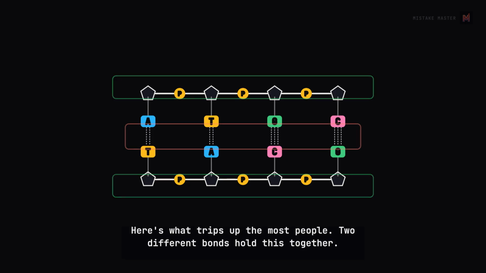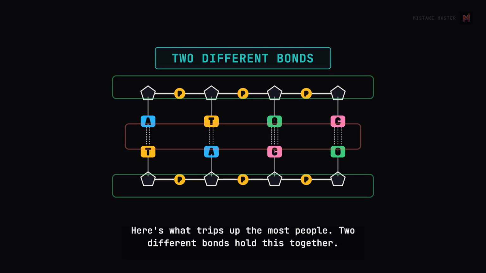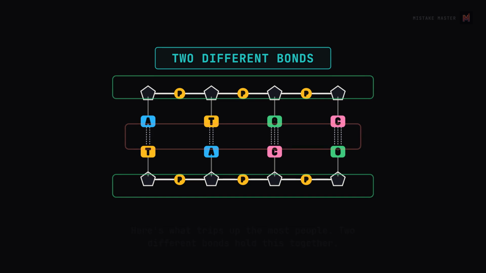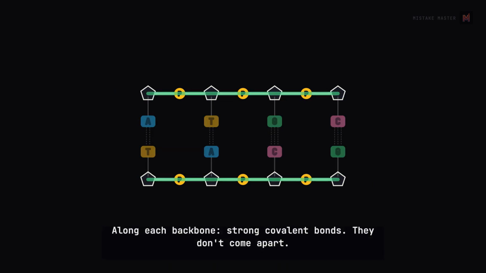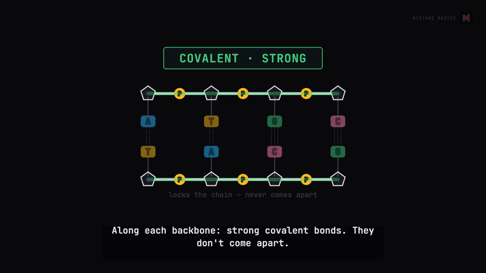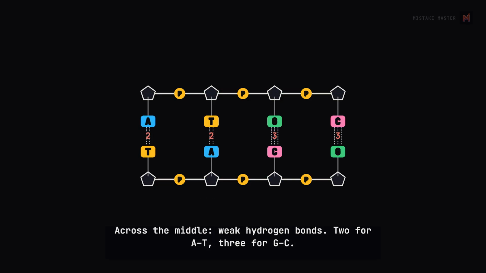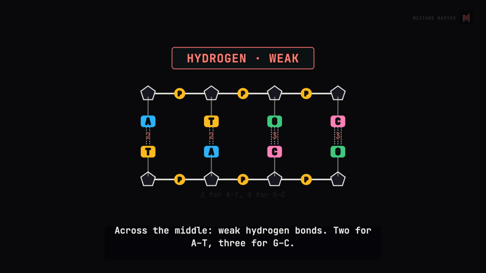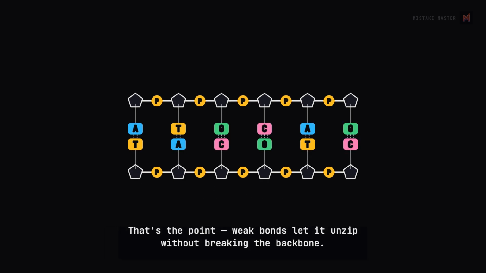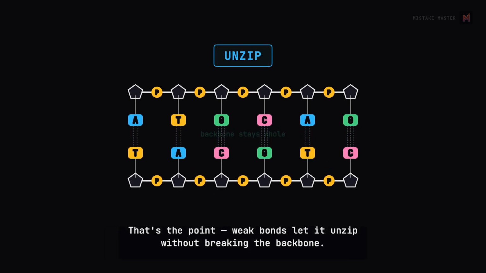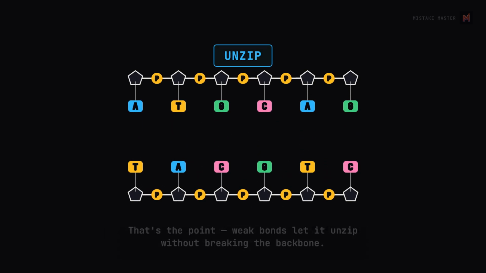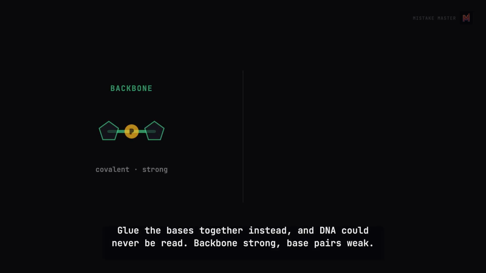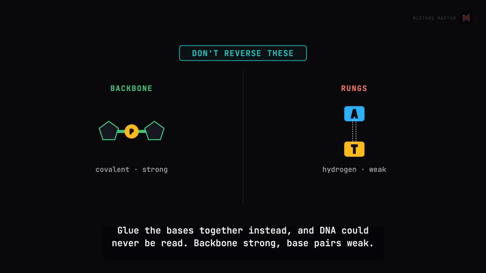Here's what trips up the most people. 2 different bonds hold this together. Along each backbone, strong covalent bonds. They don't come apart. Across the middle, weak hydrogen bonds. 2 for A to T, 3 for G to C. That's the point. Weak bonds let it unzip without breaking the backbone. Glue the bases together instead, and DNA could never be read. Backbone strong, base pairs weak.